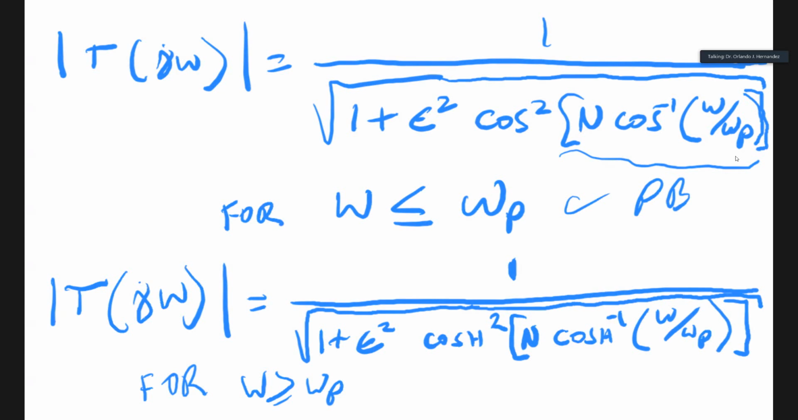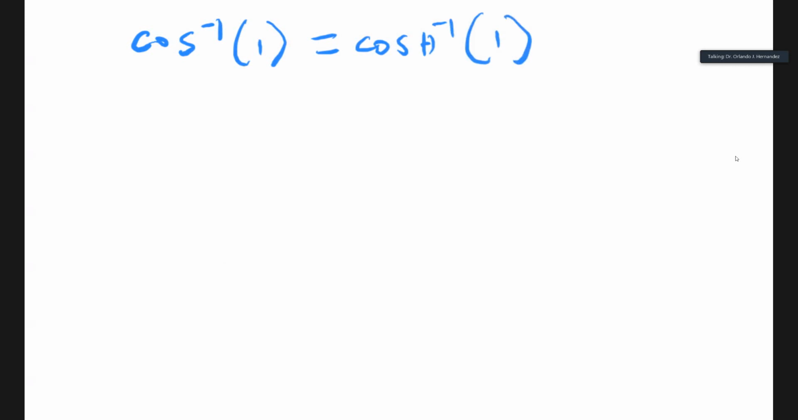One relationship that makes this work, okay? If you remember those two equations, or if you can look at them in your notes, is that inverse cosine of 1 is equal to inverse hyperbolic cosine of 1. So that would be when omega is equal to the cutoff frequency, and that makes the equations the same. Okay?